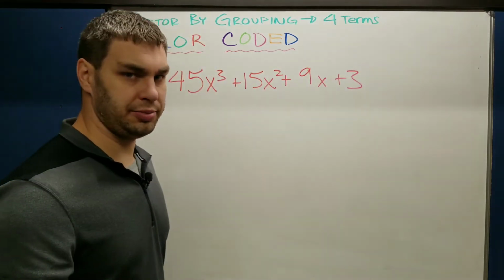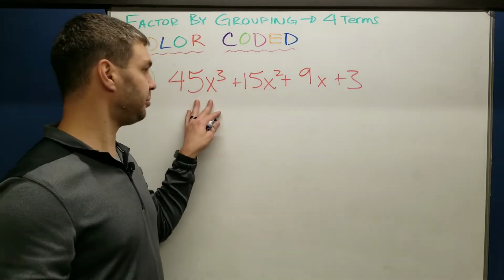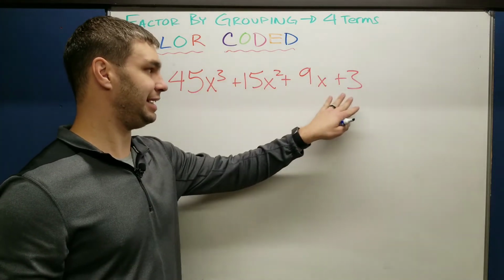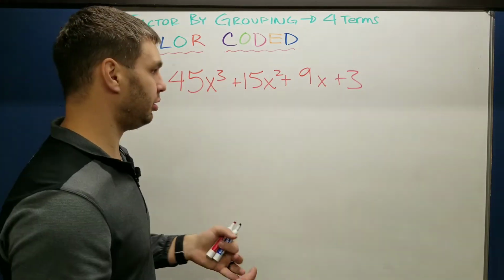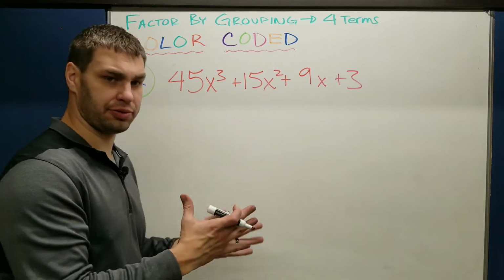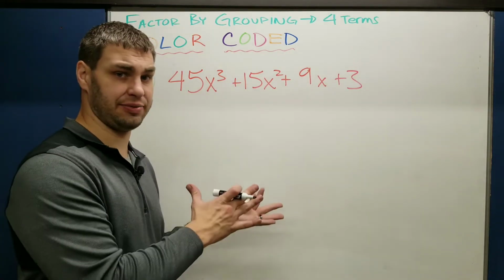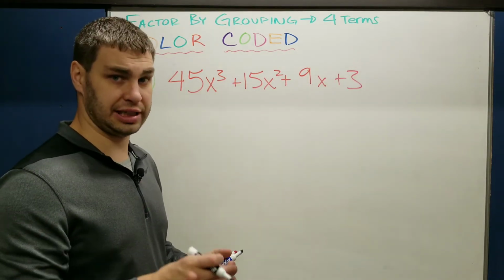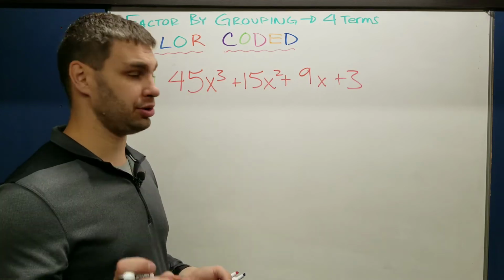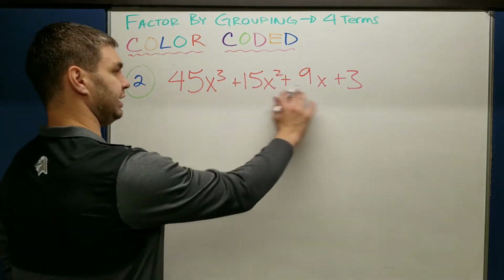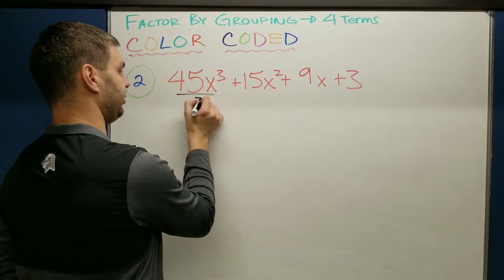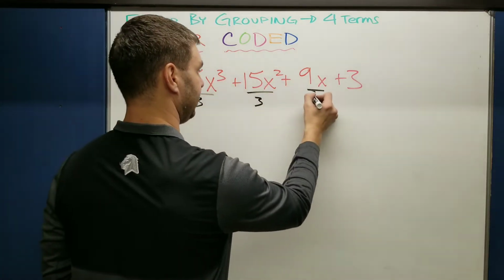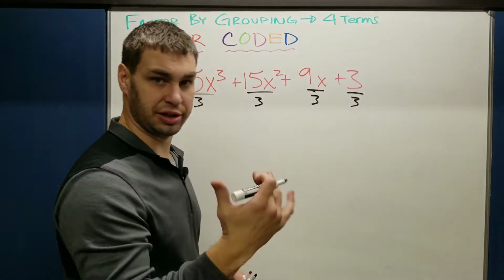All right, our medium problem here, number 2, says 45x to the 3rd power plus 15x squared plus 9x plus 3. So this one, what we need to look for first is actually a GCF. I should have done this in the first problem. You should always look for a GCF, a greatest common factor, when you are doing factoring. In this case, I'm seeing that all these are divisible by 3. So I like to actually put divided by 3 under each of my terms.